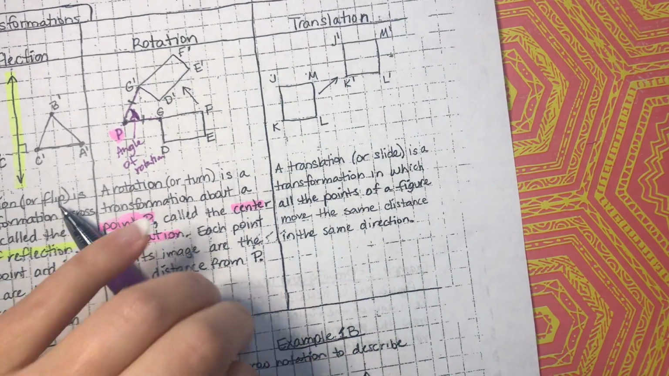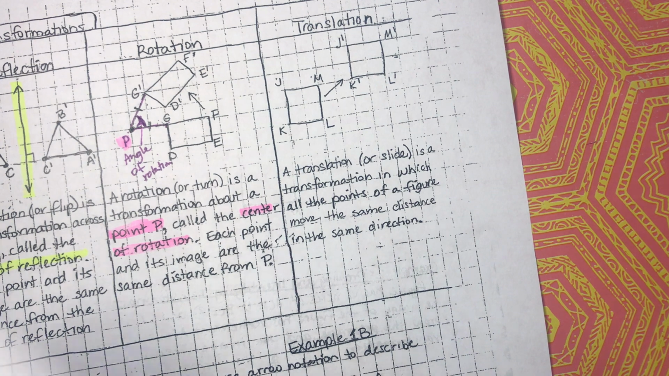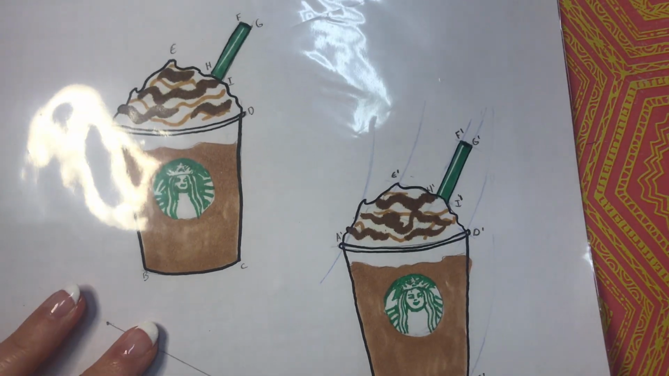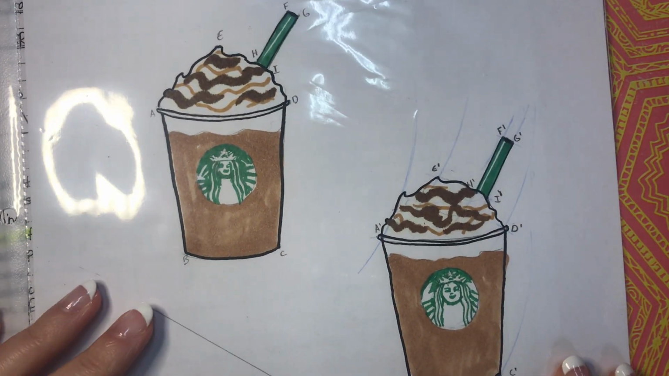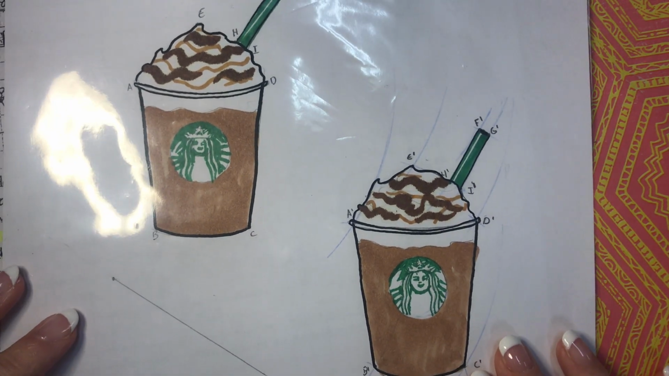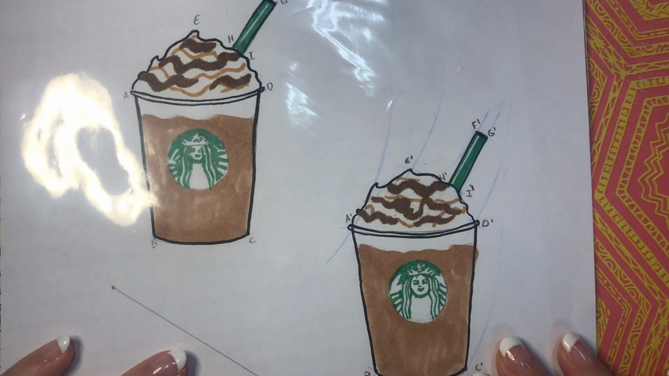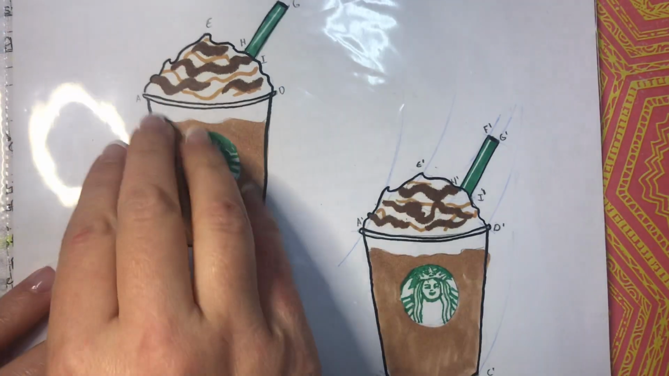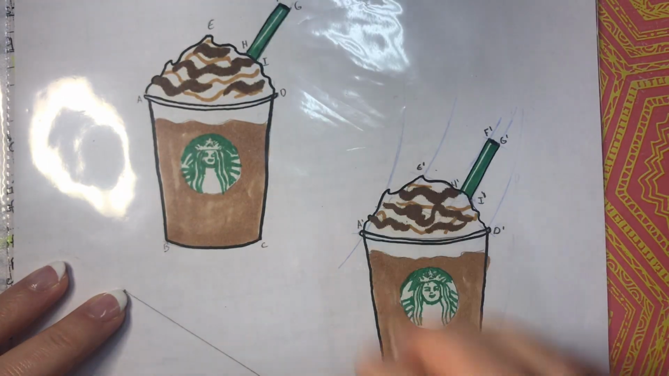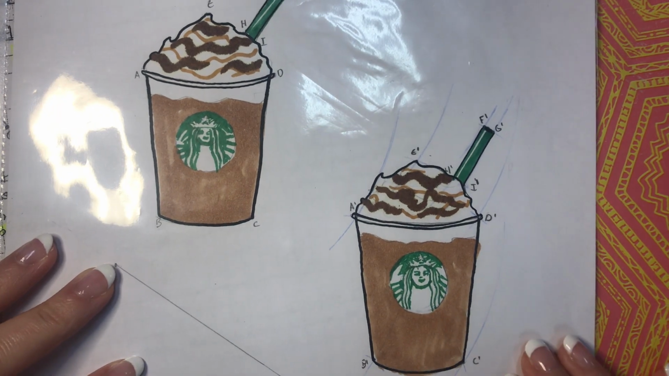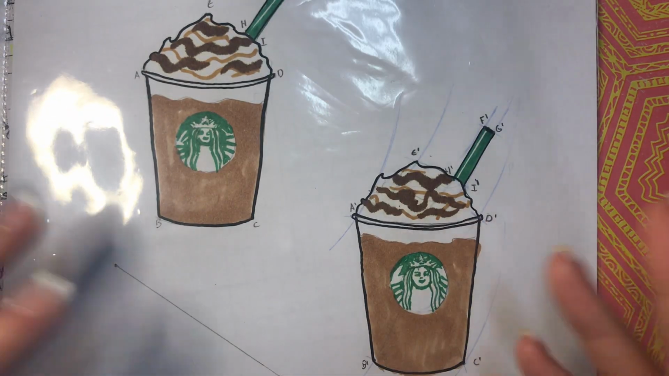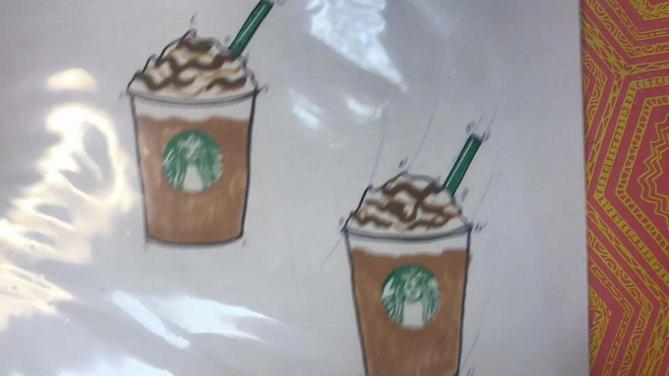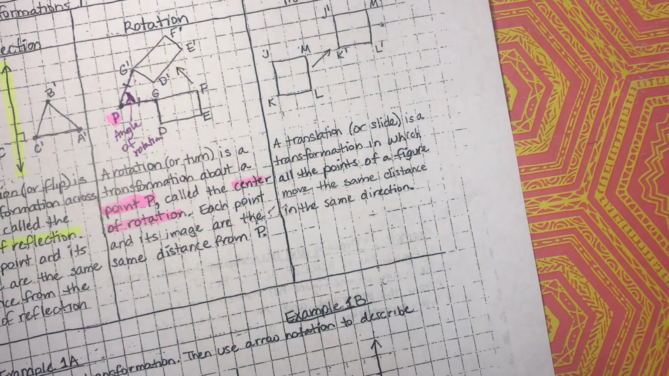Translation. I kind of like Starbucks and I like hot chocolates, so a student made a picture of a translation of a frappuccino. That's still kind of cool. If you see this, this frappuccino is here and it slides over there. That's just a translation, okay? It's here, slides there. That's a translation or a slide.